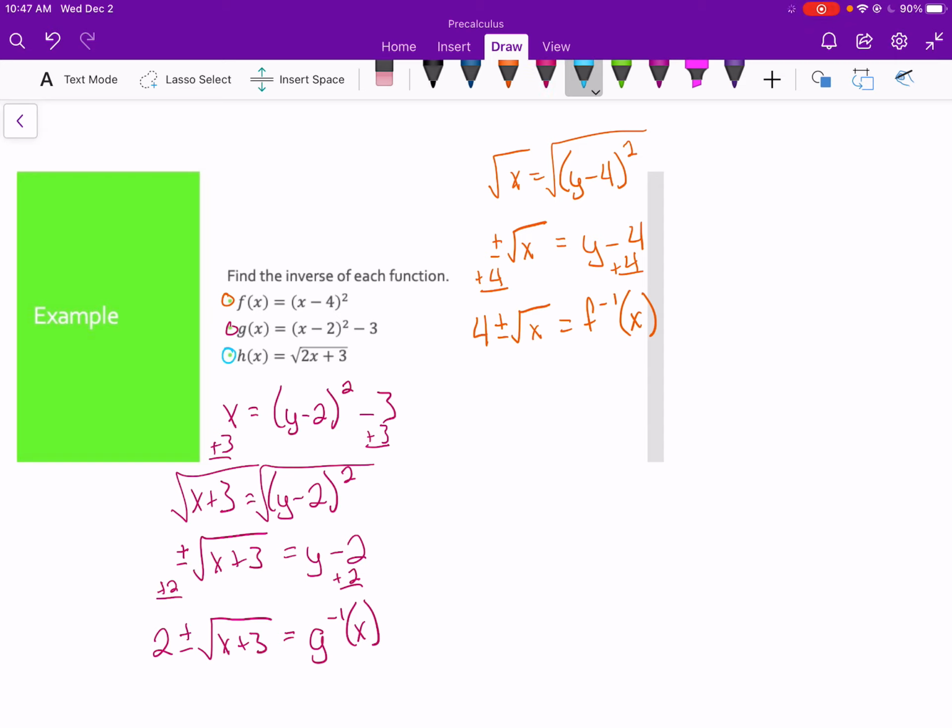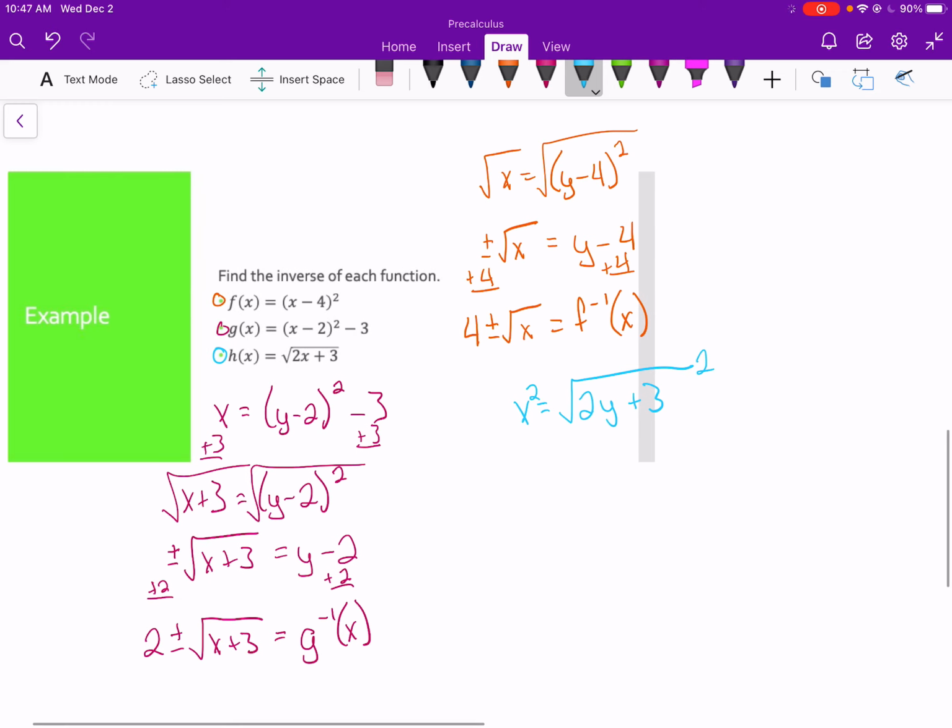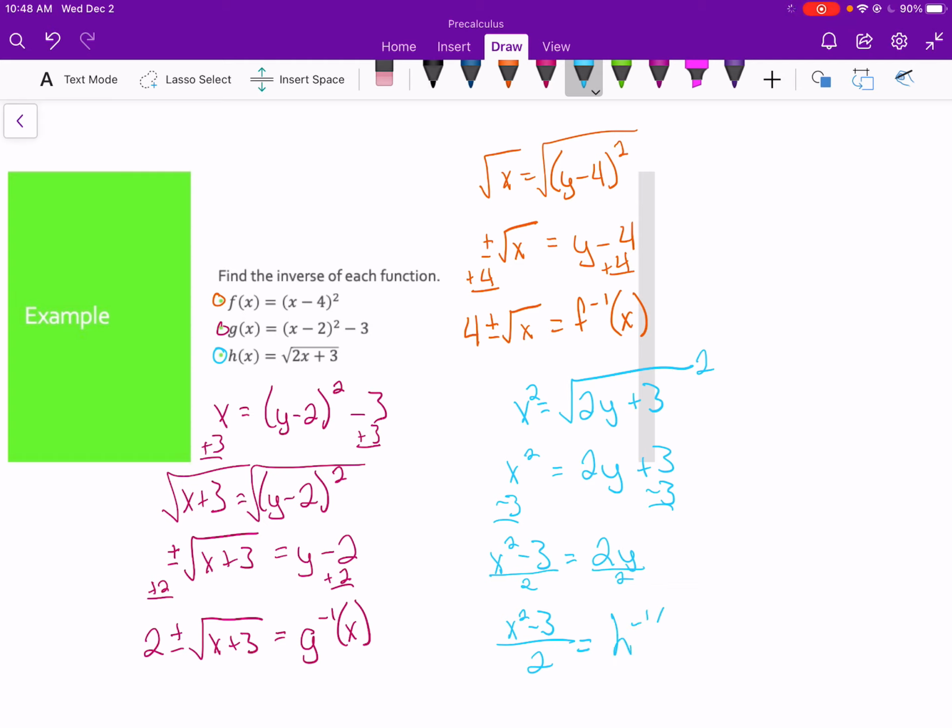And then our last one. I'm going to switch x and y, so now x is equal to the square root of 2y plus 3. Square both sides. So x squared equals 2y plus 3. Subtract 3: x squared minus 3 equals 2y. Divide the whole thing by 2. X squared minus 3 all over 2 is equal to, instead of y, I'm going to write h inverse of x.